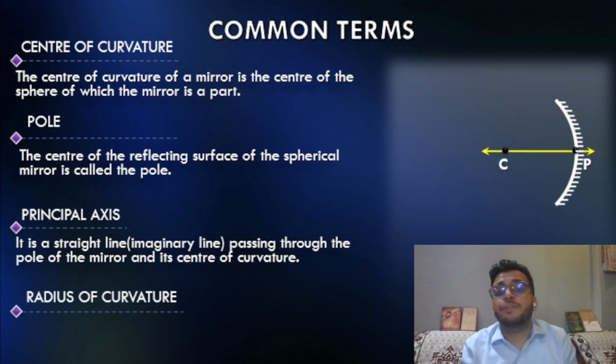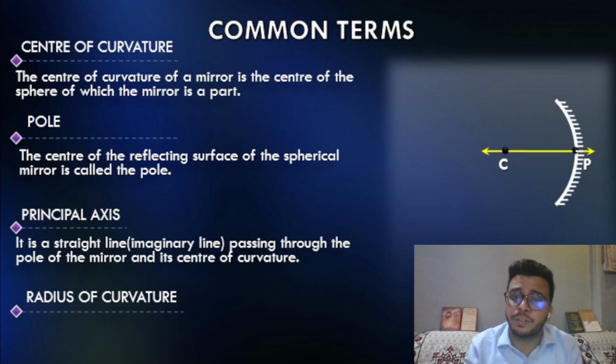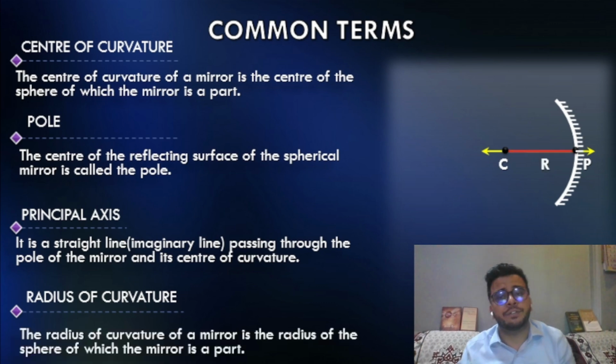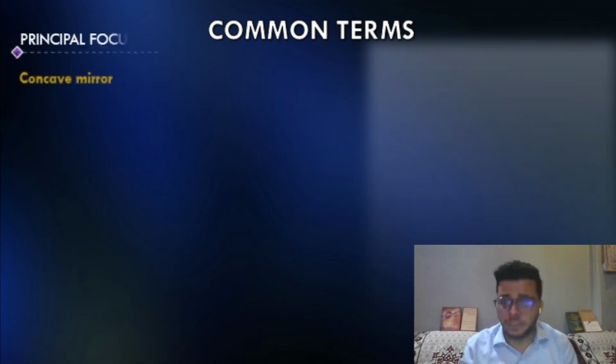Next, radius of curvature. Like in the first definition, if you replace center with radius, you'll get the definition for radius of curvature. So the radius of curvature is nothing but the radius of the sphere of which the mirror is a part. So we say the radius of curvature of a mirror is the radius of the sphere of which the mirror is a part. Moving ahead, we are going to focus on the very important part, that is principal focus.